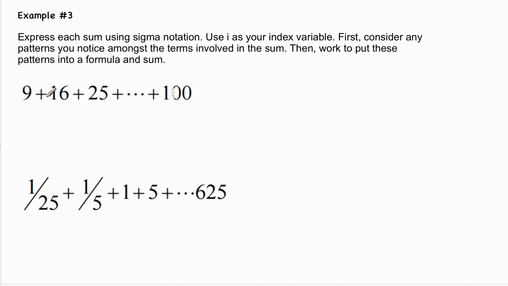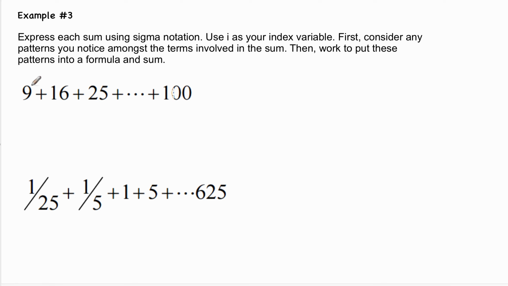Ooh, 9 times what gets me 16? R is 16 over 9. Does 16 times 16 over 9 get me 25? No, nowhere near it. So now I have to think.